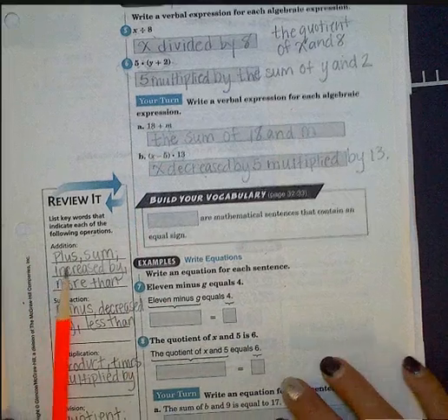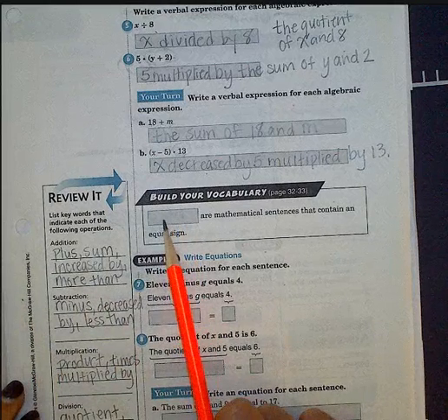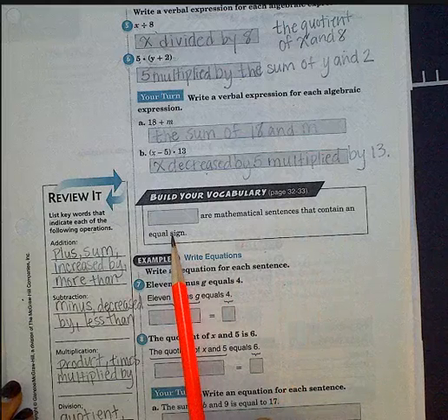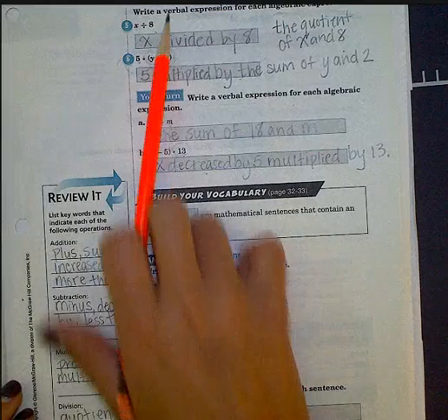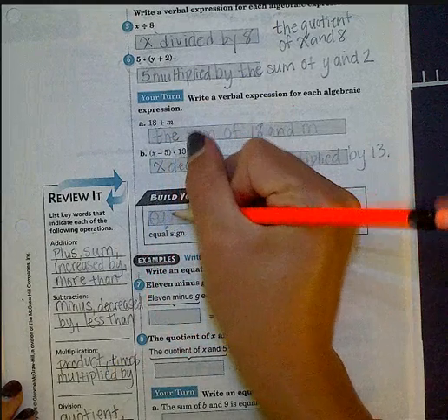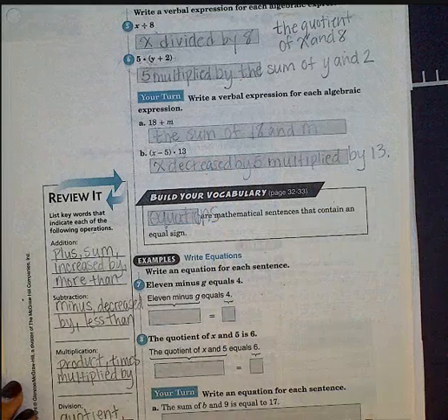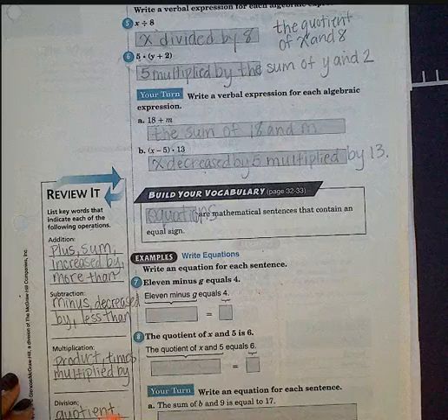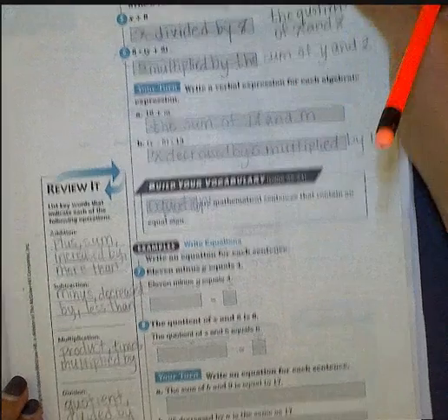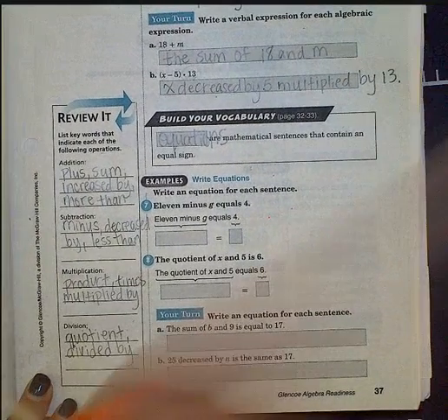So we're moving on. Build your vocabulary. Here we have blank are mathematical sentences that contain an equal sign. So we've been doing expressions all up here that don't contain equal signs. So you guessed it, equations. I wrote pretty big. Equations are mathematical sentences that contain an equal sign. So now, instead of just doing expressions, we're going to have some equations in here.